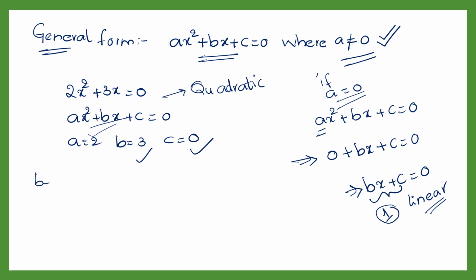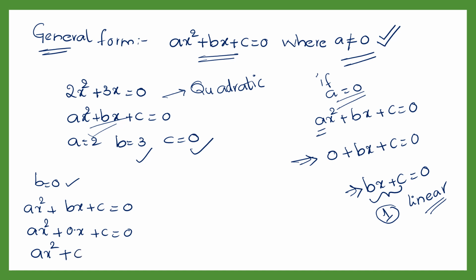What will happen if b is equal to 0? ax square plus bx plus c is equal to 0 is the general form. Here, if suppose b is equal to 0, what will the equation become? ax square plus 0 into x plus c is equal to 0. 0 into x is 0, so ax square plus c is equal to 0. Still, we already know that if the degree is 2, it is a quadratic equation. So here also the degree is 2, so it is a quadratic equation. So if b is equal to 0 also, there is no problem. Only a should not be equal to 0.